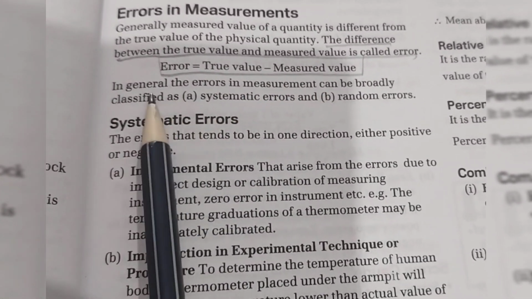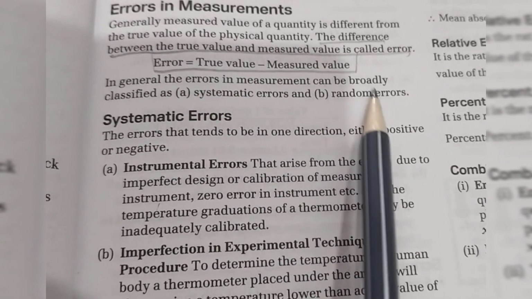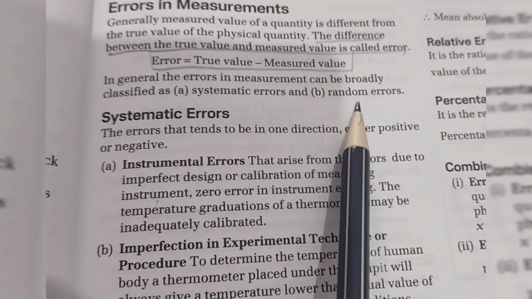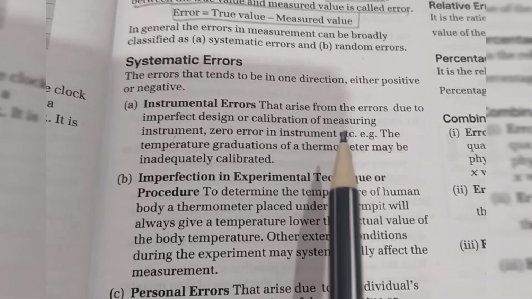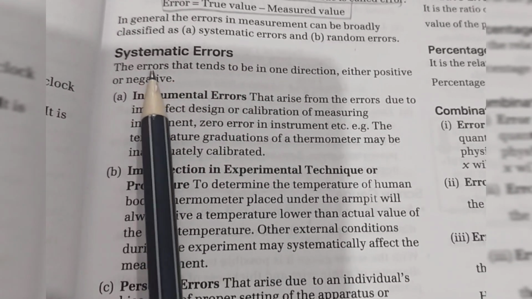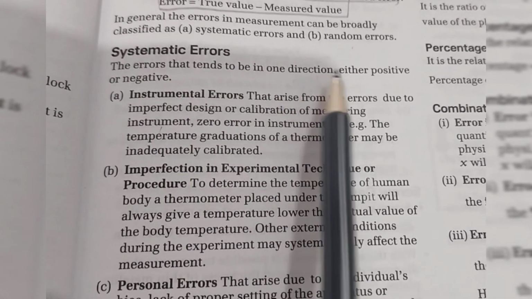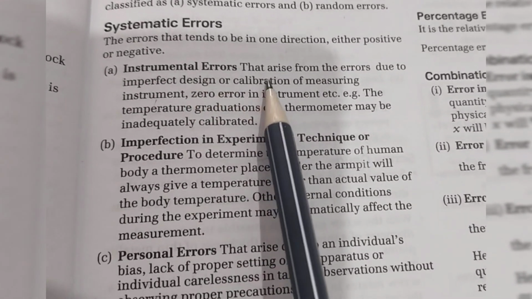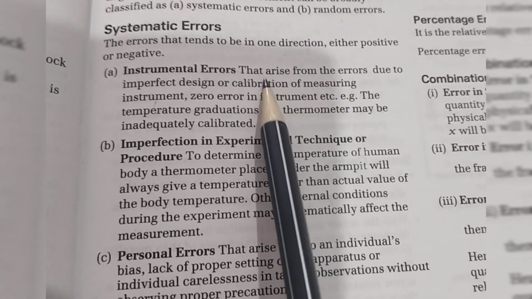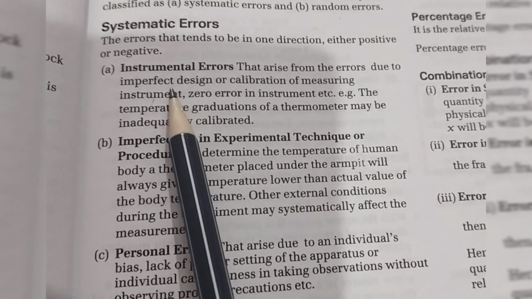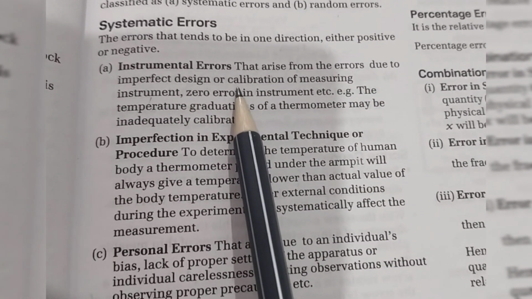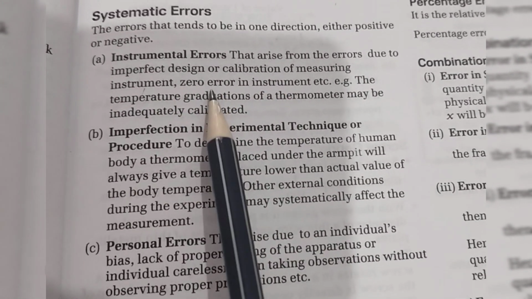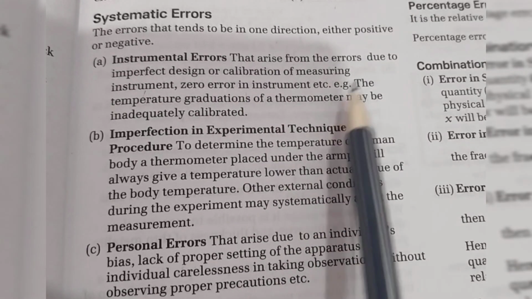In general, the errors in measurement can be broadly classified as systematic errors or random errors. So first we'll see the systematic errors. The errors that tend to be in one direction, either positive or negative. Instrumental errors arise from the imperfect design or calibration of measuring instruments, zero error in instrument, etc.